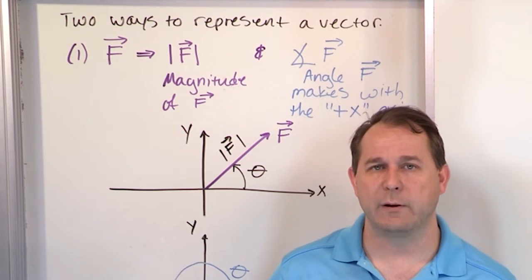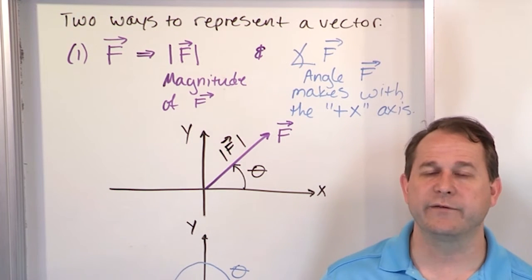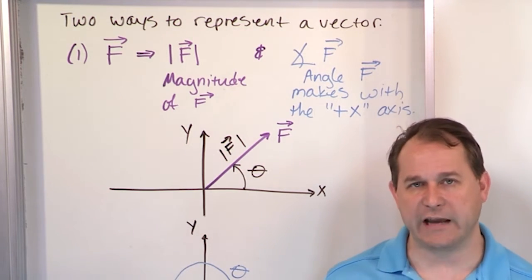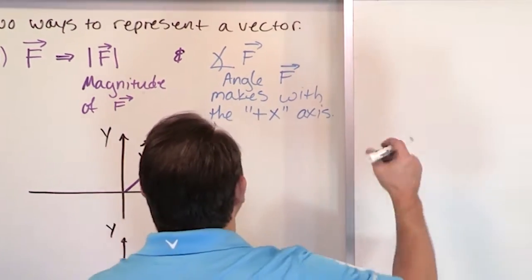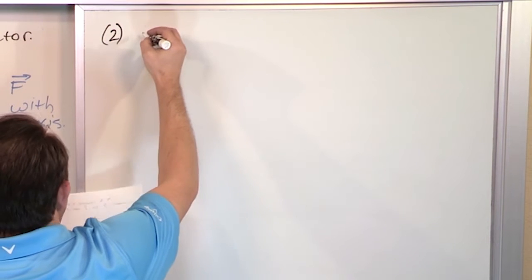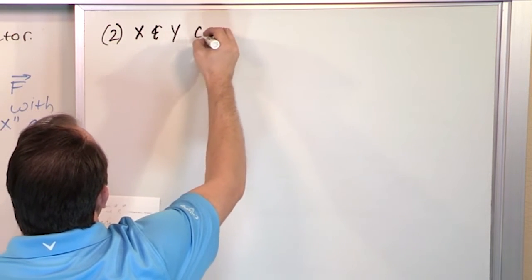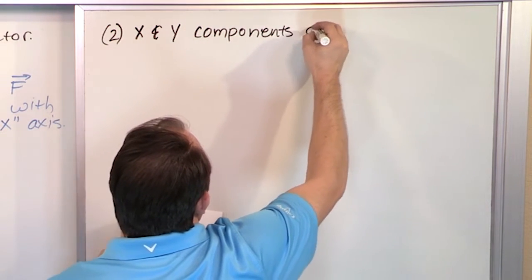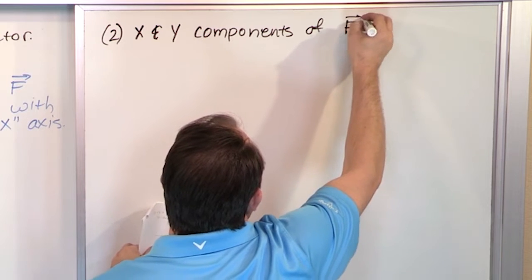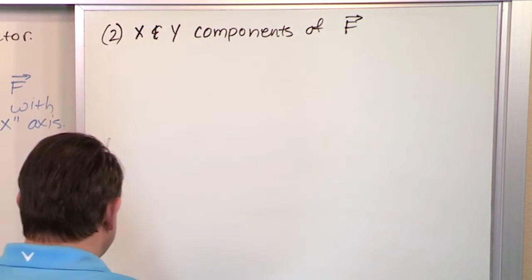But there's another way to represent vectors. This secondary way that I'm going to show you here is very intuitive, very easy to understand, and it's what's most used to add vectors together, not graphically, but adding them together using numbers. And that is the second way to represent a vector: we represent it with the x and the y components of the vector. In this case, we're talking about vector F, but it could be any vector. So we can break it into components.